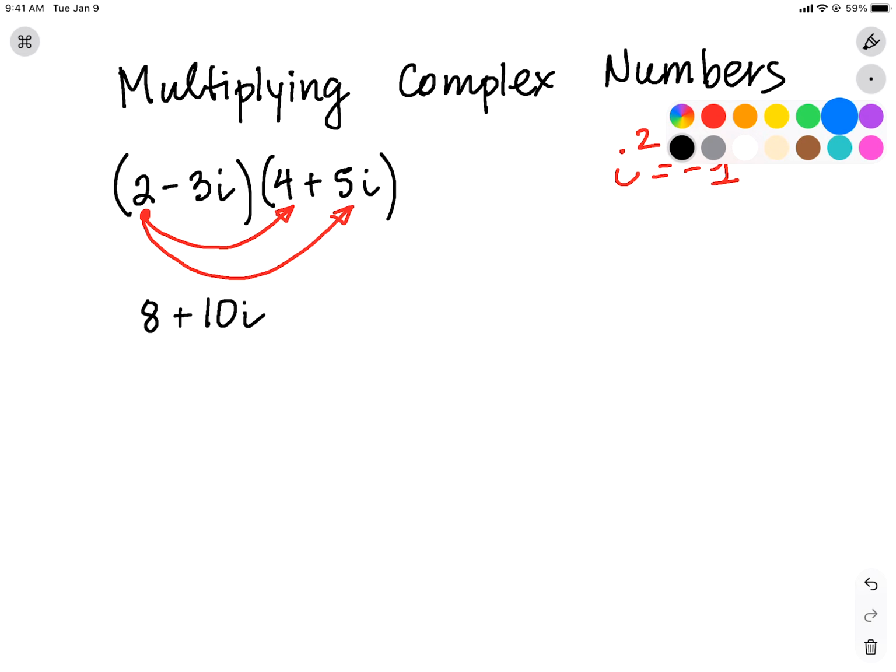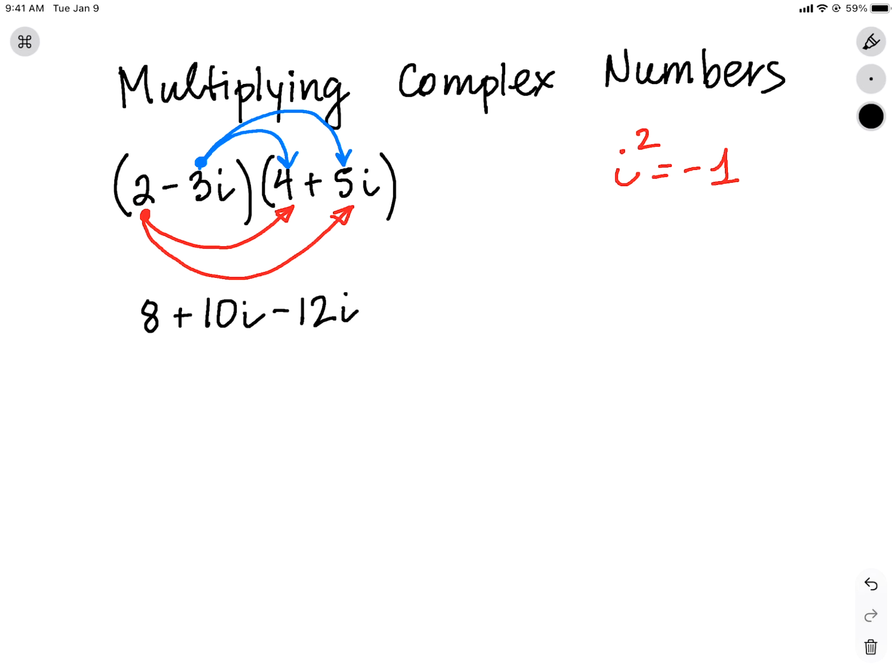To do that, I will start at this -3i. I will multiply it by 4, and I will multiply it by 5i. -3i times 4 is -12i. -3i times 5i is -15i squared. We need to clean this up a little bit.